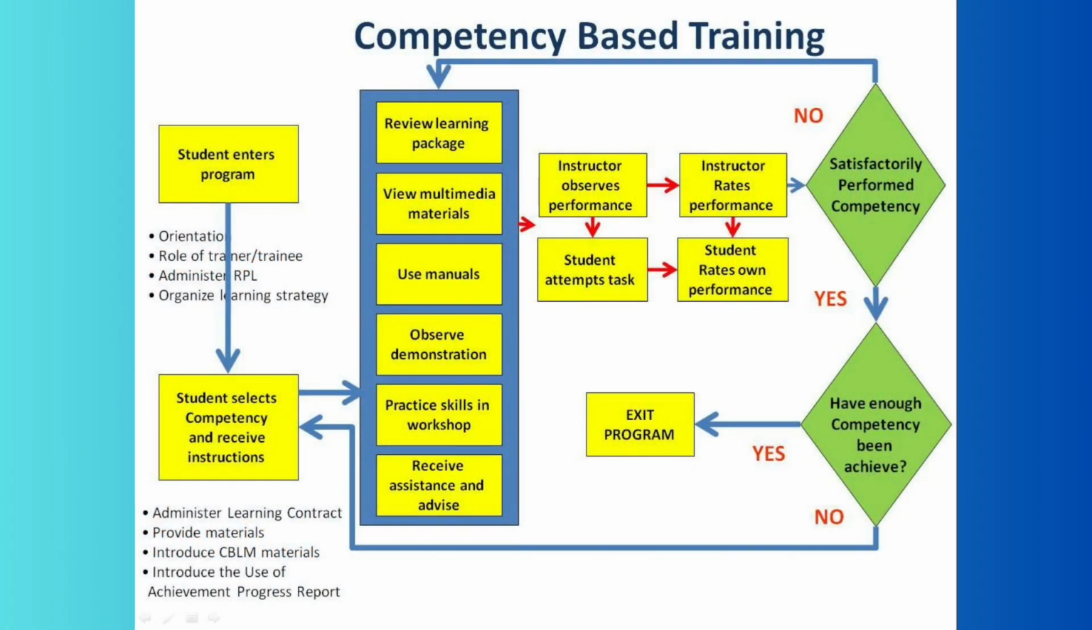First, student enters the program. This is the very first stage. The student or trainee officially enters the program. Orientation takes place where the trainer explains the objectives, structure, and rules of the training. The trainer introduces the role of both trainer and trainee, administers the recognition of prior learning or RPL, and helps the trainee organize a learning strategy.